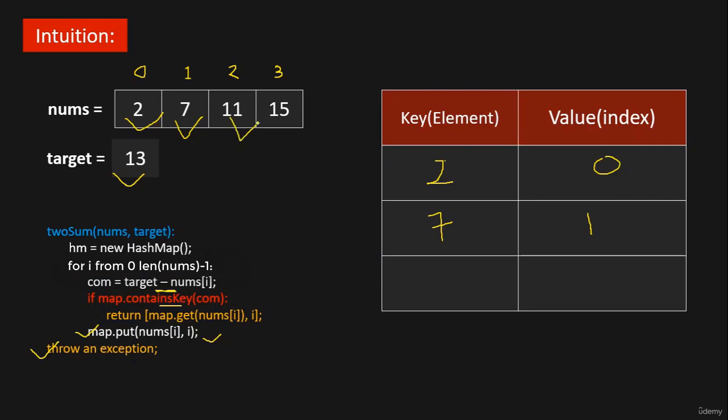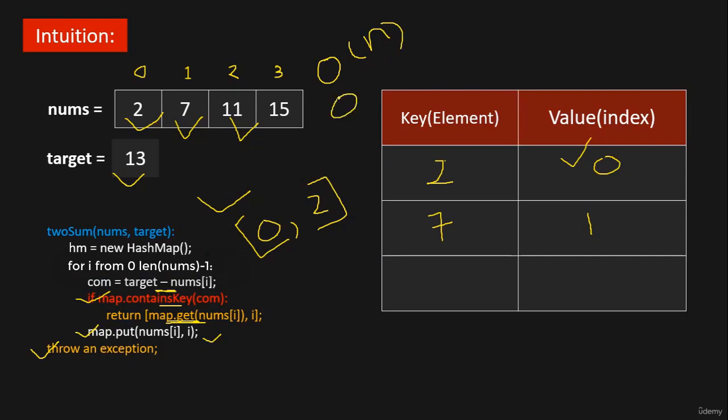Then for the next iteration we have 11. So 13 minus 11 equals 2. Does 2 exist in the hash map? Yes, it does. So let's return the index of 2. The index of our current element is 2. So we have to return this array. And this is how we can solve this problem. The solution will take big O of n time complexity, and it will take big O of n space complexity to construct the hash map. We can trade off our space complexity for better time complexity.